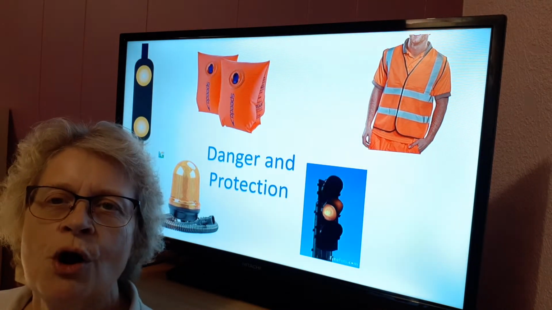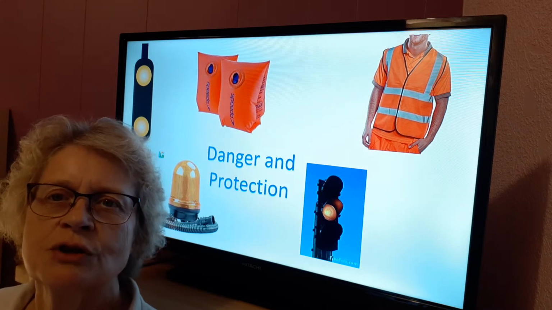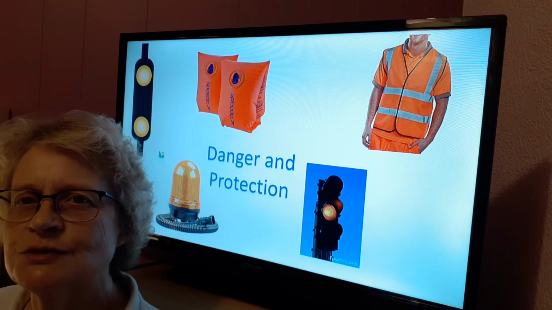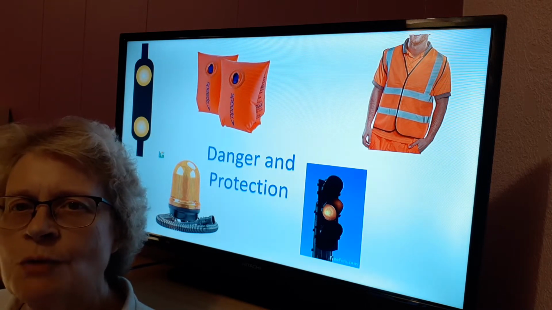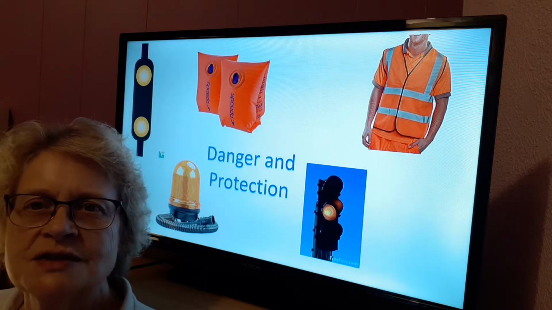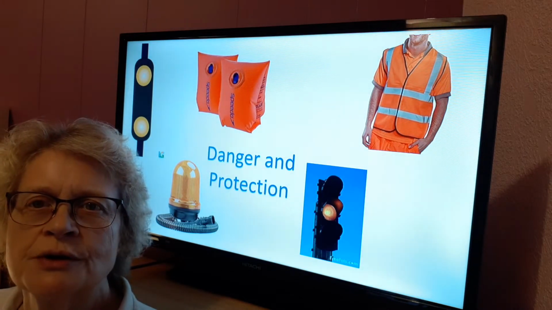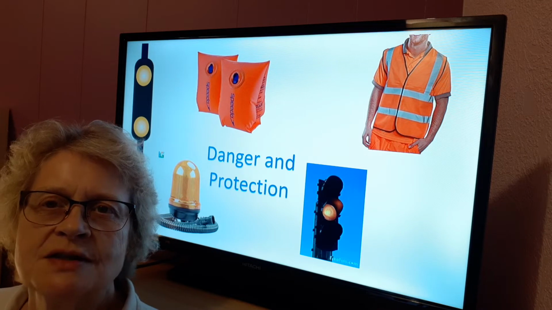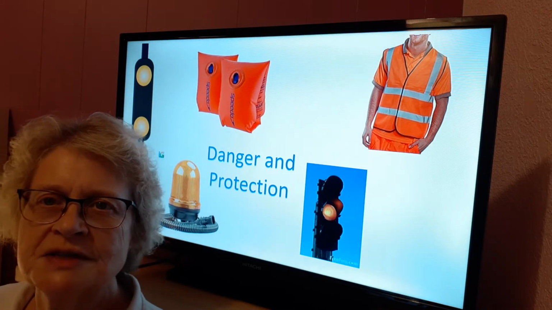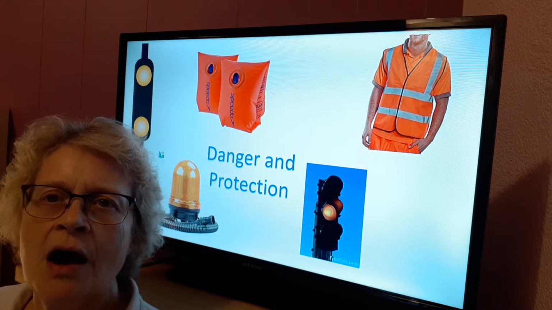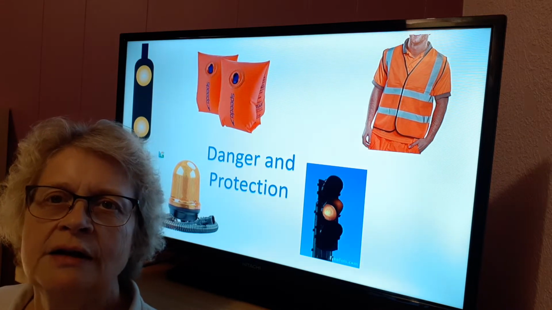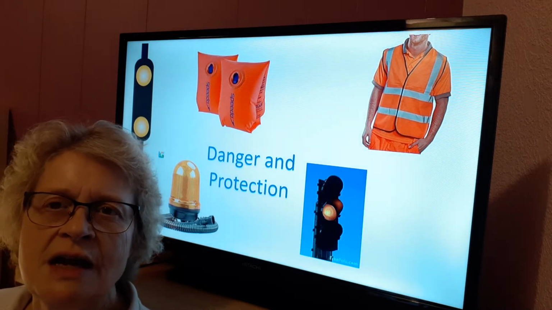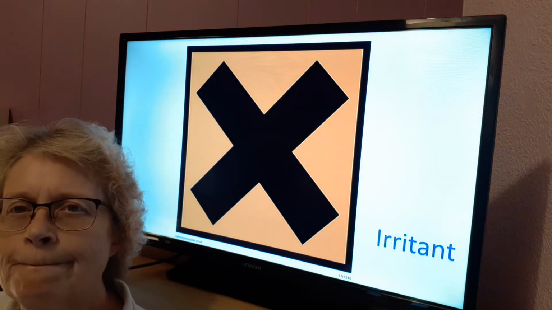And here we have some more orange things. We have orange traffic lights and orange flashing lights that we often see outside of a school building. Some orange lights that we might see on the edge of a skip or another building to warn us. And then we have a high-vis jacket that we might see people who are working on a building site wearing. And then armbands that maybe some of you wear when you're learning to swim. So orange is often about danger and protection.